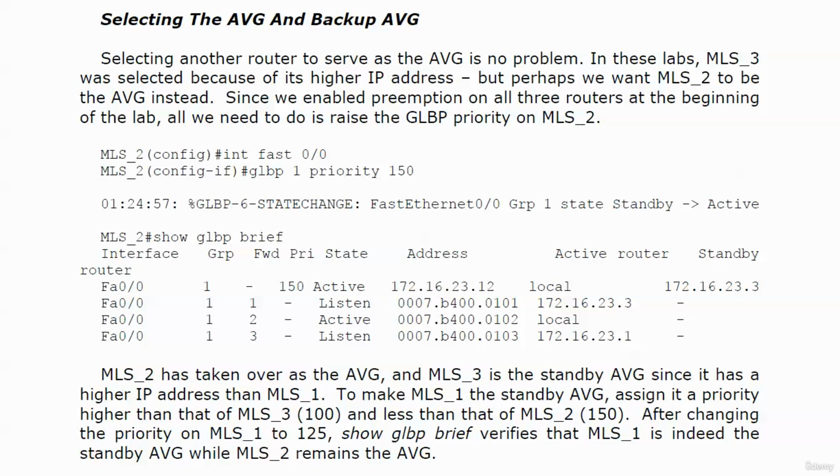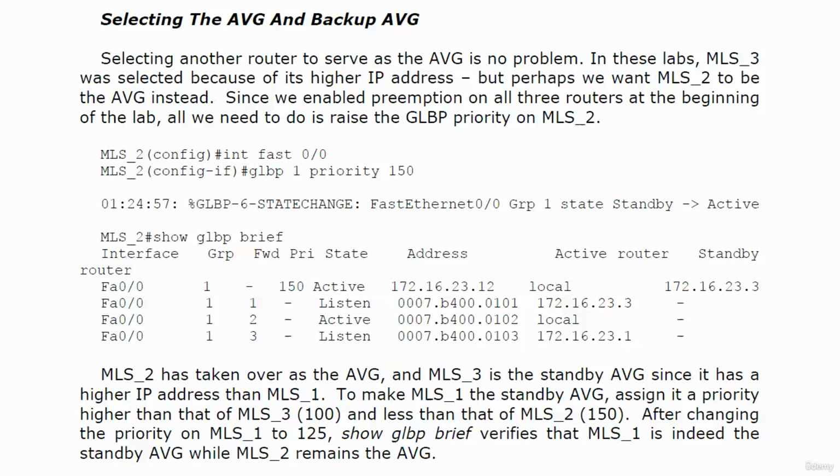Not the most scientific way to do it. Maybe we don't like the switch that's been selected as the root. So we learned a couple of different ways to change that. Here, all three routers have the default priority of 100 on the interfaces running GLBP. So router 3 was selected because of its higher IP address, and I have MLS 3 and 2, but I will say router on occasion as well. Maybe we want MLS 2 to be the AVG instead.